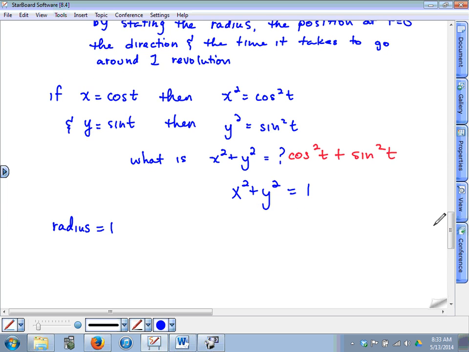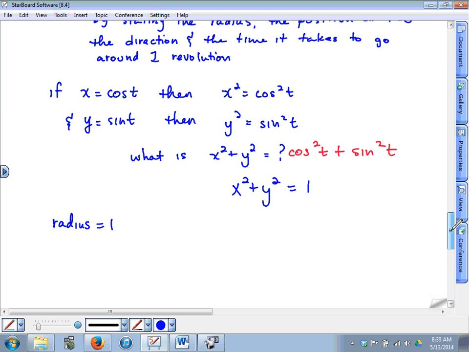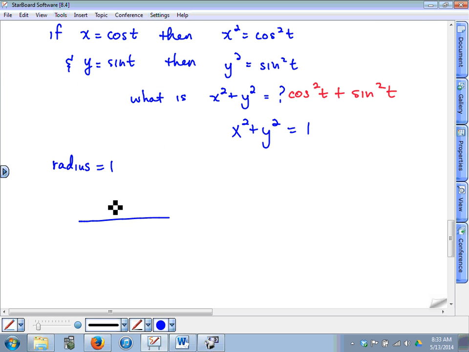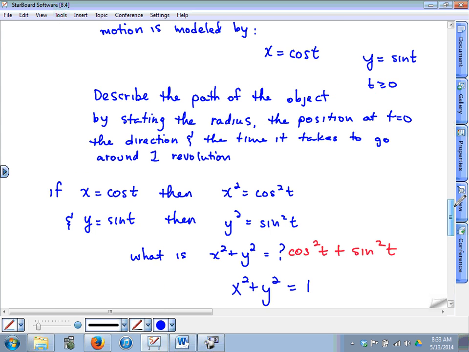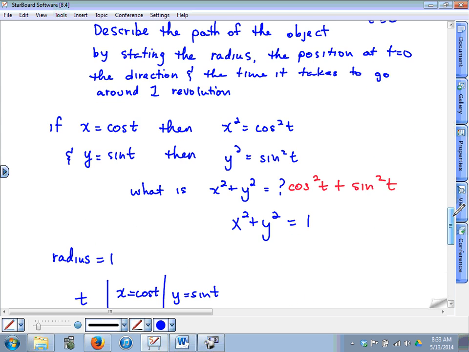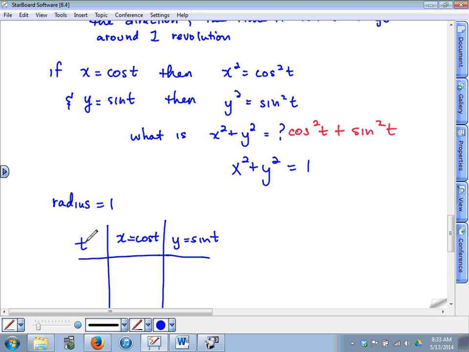Now to answer the other questions though, I would use the parametric form of these equations rather than rectangular form. So make a little box like this. Or not a box, a table. Let's make a table. We have t. Here we have x equals cosine of t, and here we have y equals sine of t. The other question was the position at time equals 0. So let's choose the value of the parameter to be 0. That'll give us a coordinate location for x and y. That'll give us the starting value.